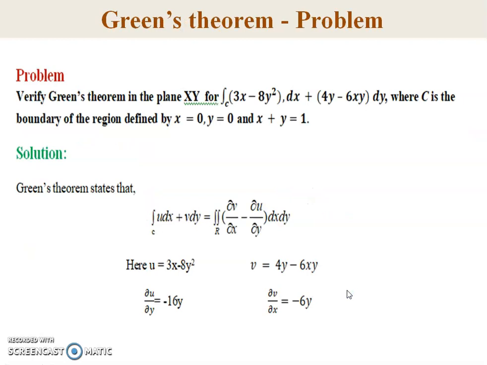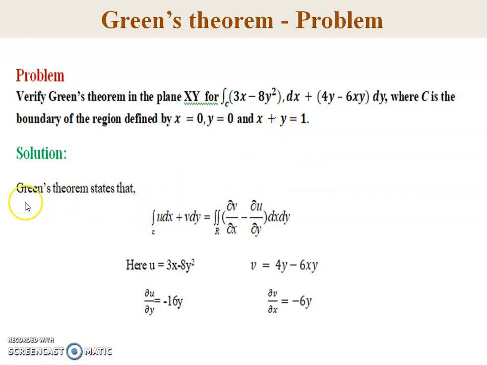First problem: verify Green's theorem in the xy plane for the integral over C of (3x minus 8y²) dx plus (4y minus 6xy) dy, where C is the boundary of the region bounded by x equal to 0, y equal to 0 and x plus y equal to 1. So we are going to verify Green's theorem for the given integral. C is the boundary of the region defined by x equal to 0, that is the y axis, the x axis and a straight line.